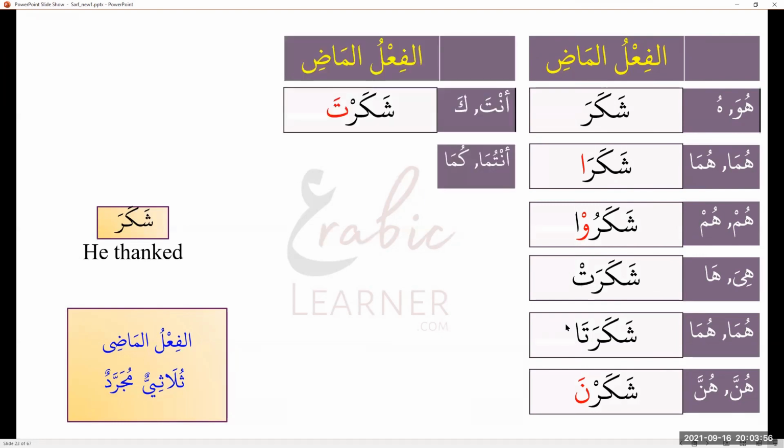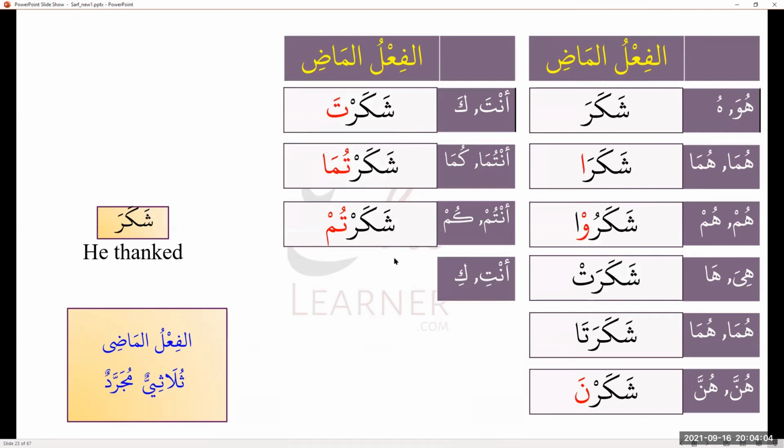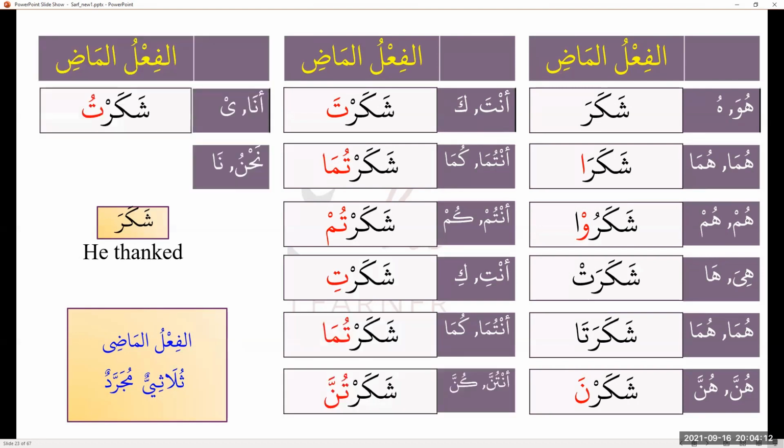Then shakarta, you thanked, shakartuma, you both thanked, masculine, shakartum, you all thanked, plural, masculine. Shakarti, shakartuma, shakartunna, shakartu, shakarna. So again, shakara, shakara, shakaru, shakarat, shakarata, shakarna, shakarta, shakartuma, shakartum, shakarti, shakartuma, shakartunna, shakartu, shakarna.